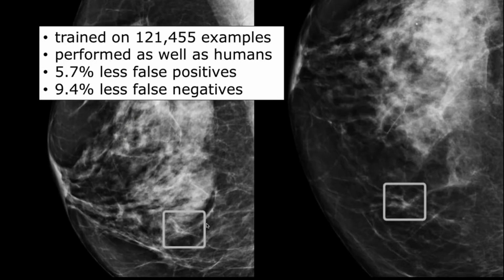This is our example for mammograms. Again, now trained on even more examples from multiple countries. In this case, we showed that it performed as well as humans with less false positives and less false negatives as well. And this is an example, again, of a cancer that was missed by the human and was caught by the computer. And we have an equal number of examples the other way around, which again are super interesting.